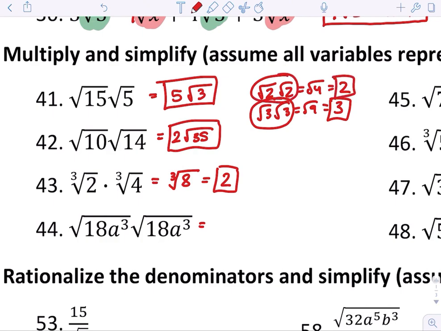So basically, if you take a square root and times it by itself, you're going to get the number on the inside of the radical. So when you guys take a look at this one, radical 18a cubed times radical 18a cubed is basically 18a cubed. Nice simple trick for you guys, okay?